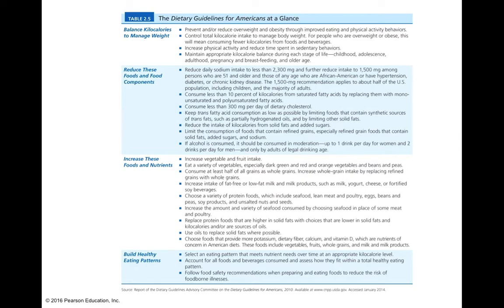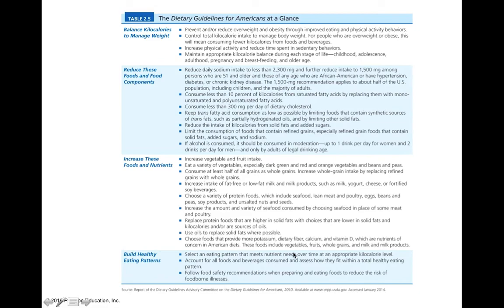Increase fruits and vegetables, eat a variety of vegetables, increase milk products, specifically fat-free and low-fat milk products, also things like milk, yogurt, cheese, and soy beverages. Choose protein foods that include seafood, meats, eggs, poultry, beans. Increase the amount and variety of seafood consumed. Replace protein foods that are higher in solid fats with choices that are lower in solid fats. Use oils instead of fats wherever possible.